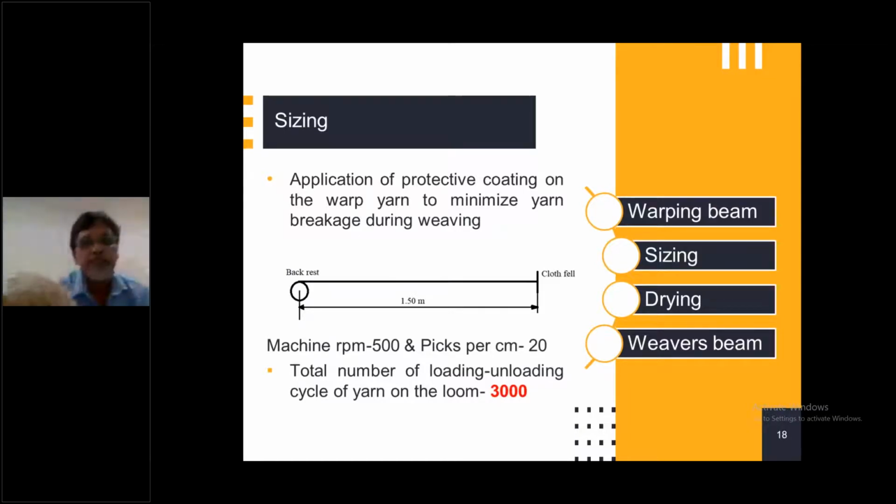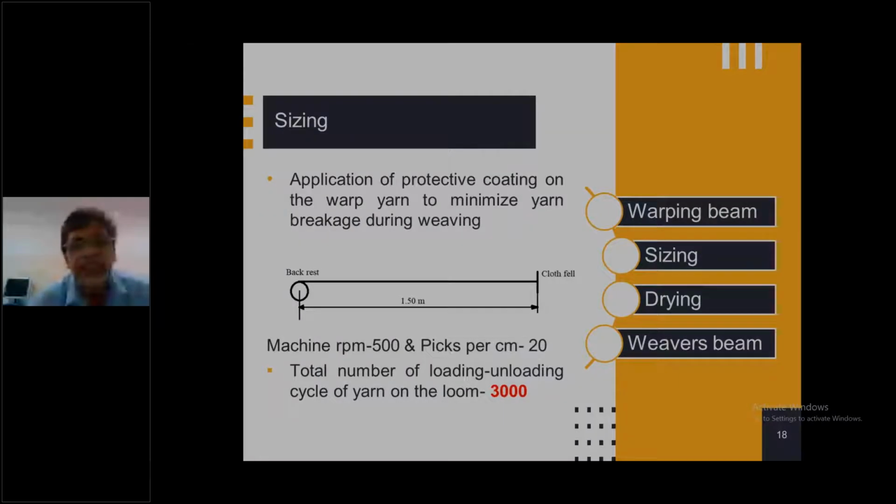Whereas in actual manufacturing, it will tentatively have to go through 3,000 cycles. And that's why we need sizing, and that's conceptually the reason why you need it. 3,000 cycles is too many. A particular point of the yarn has to stand that while moving, and that's the need of sizing.